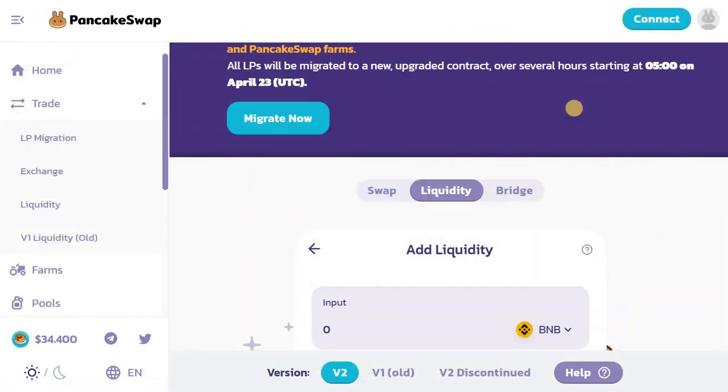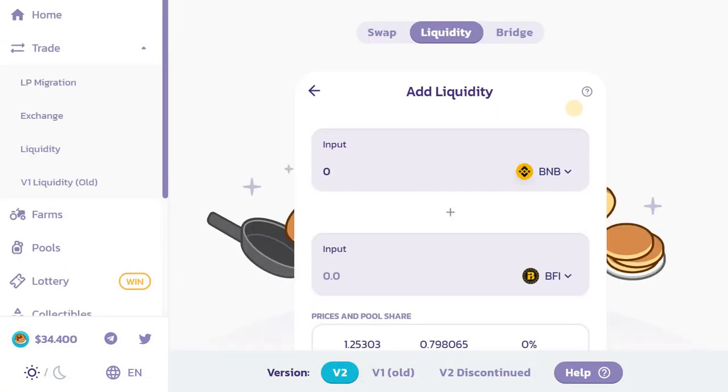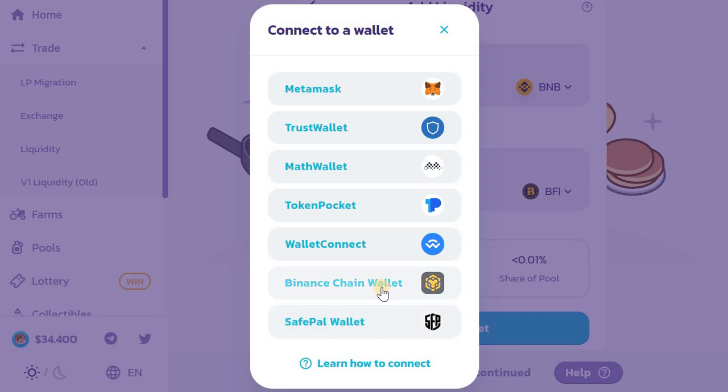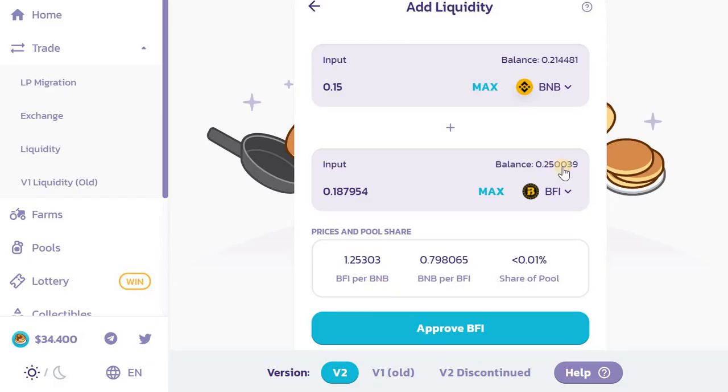When you click on it, right now this is the liquidity section. Like I said, when you want to get LP tokens, make sure that both of the coins you are getting are equal in value. In this video, I am going to use 0.15 BNB. As you can see, 0.15 BNB would give me 0.187954 BFI. So I would go ahead and unlock my wallet. So I'm going to unlock this Binance Chain wallet. Now I have enough BNB and BFI to get an LP token.